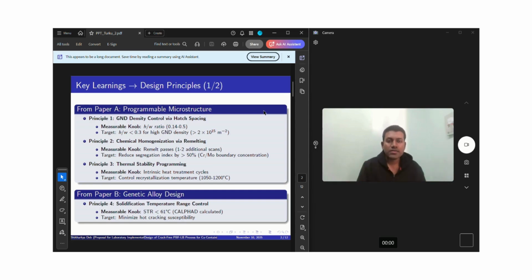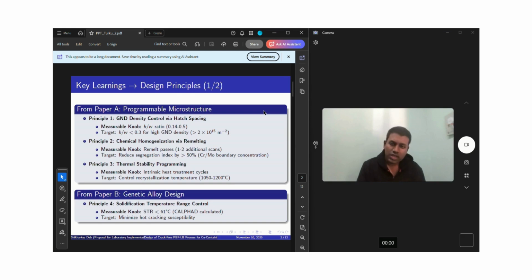To begin with the key learnings, the first principle includes the GND density control via hatch spacing. In the first paper, they discovered that when the hatch spacing to width ratio was varied from 0.14 to 0.5, they saw a 90% increase in the GND density. For our refractory alloy, we have kept the hatch spacing to width ratio less than 0.3 for sufficient dislocation density introduction and subsequent microstructure control.